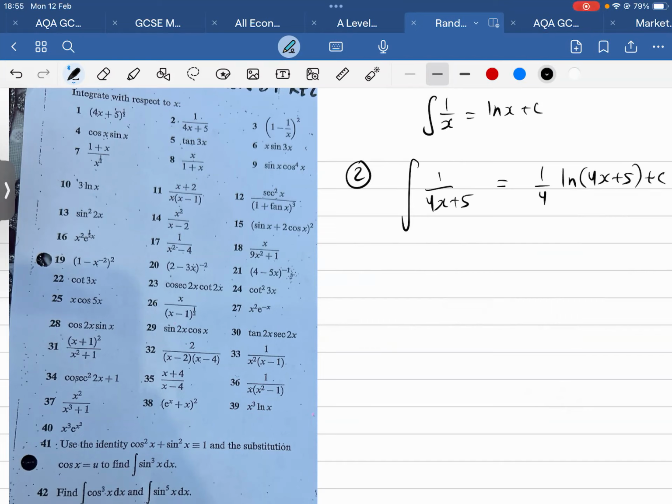The 1/4 is because of the reverse chain rule, or just memorize it. It's always 1/4. It's like if it's sine 2x, it doesn't become minus cos 2x. It becomes minus 1/2 cos 2x.